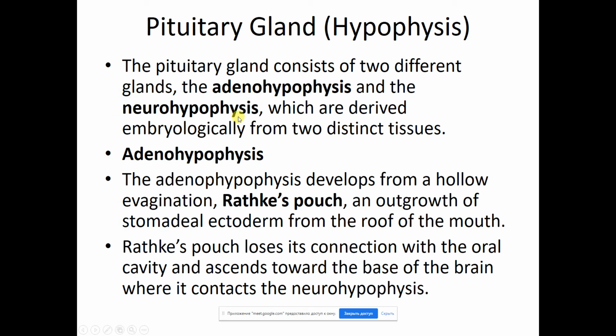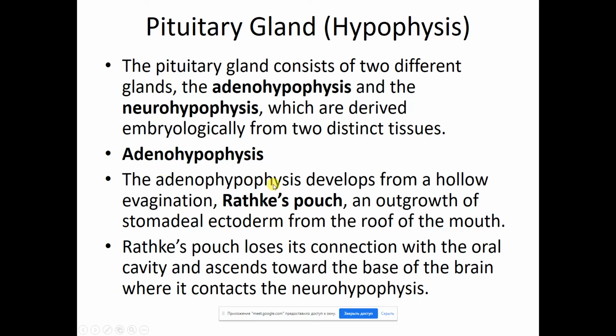And here we have the neurohypophysis. As the name implies, neuro means derived from the brain, derived from the nervous system, but together they are mixed, attached together. Together we can name it the pituitary gland. Okay, then let's talk about adenohypophysis.